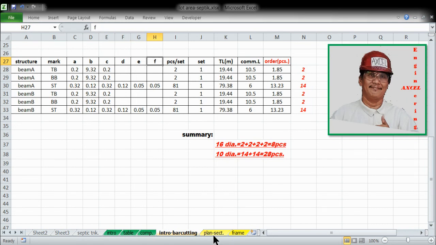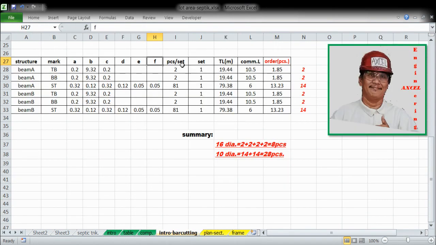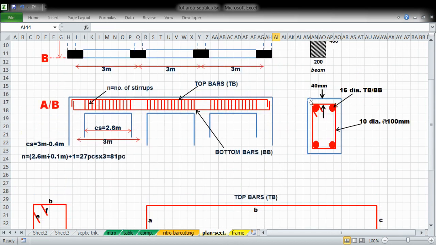F. Yung mga pinagagawa natin na yan, dito natin siya ilalagay ngayon. Okay? Ang kanyang pieces per set. Paano malalaman yung pieces per set? Dito yan malalaman. Okay. So, ang one set natin ay yung isang beam na yun. Yung isang hilera na yan.